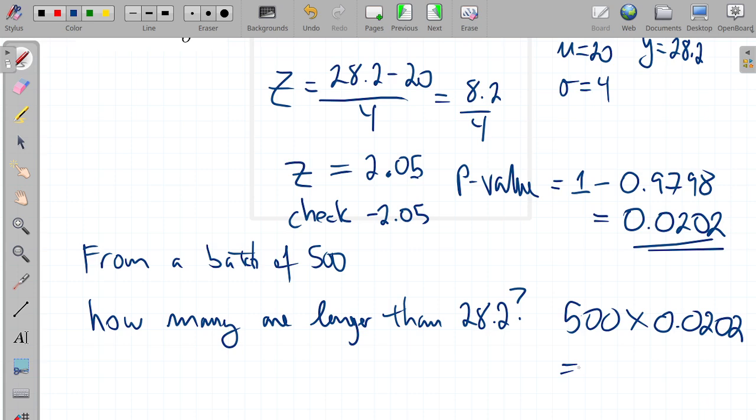500 times 0.0202 is 10.1. Now, we're talking about discrete objects, so you can't have 1/10 of something. So how I would answer this is I would say 10 or 11. Most likely it would be 10 because 0.1 is closer to 10 than it is to 11. And that's how we would answer this question.